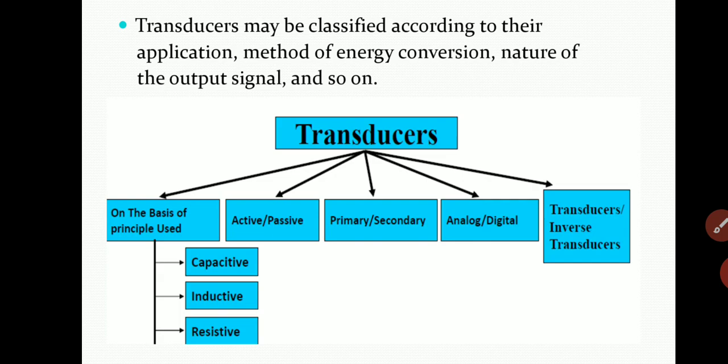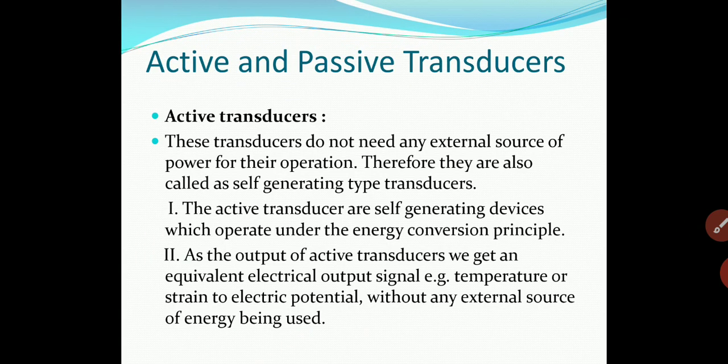Next classification is active and passive. Third is primary and secondary. Fourth one is analog and digital, and the fifth is transducers and inverse transducers. We will discuss it one by one in detail. First, we will discuss active and passive transducers.